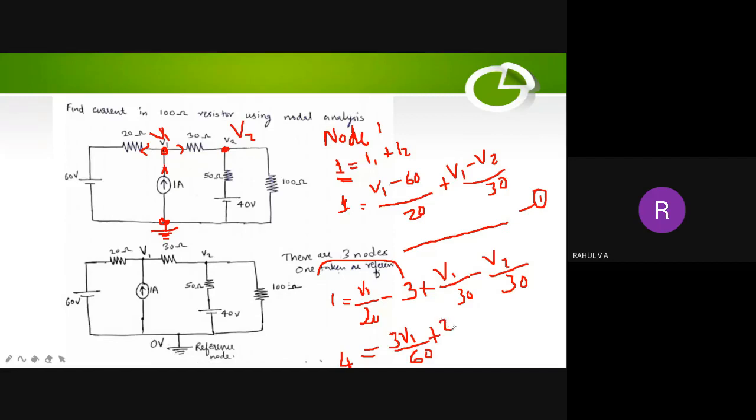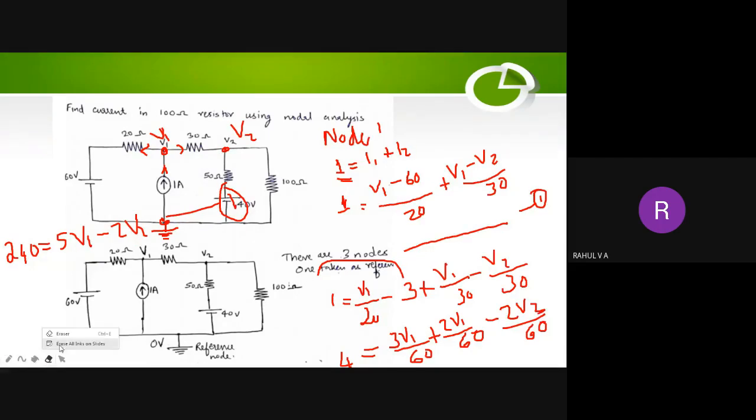If you convert into something divided by 60, we will get 3V1 by 60 plus 2V1 by 60, minus this also you can convert into denominator 60, 2V2 divided by 60. So finally we will get 240 is equal to 5V1 minus 2V2. That is your first equation. 240 is equal to 5V1 minus 2V2.